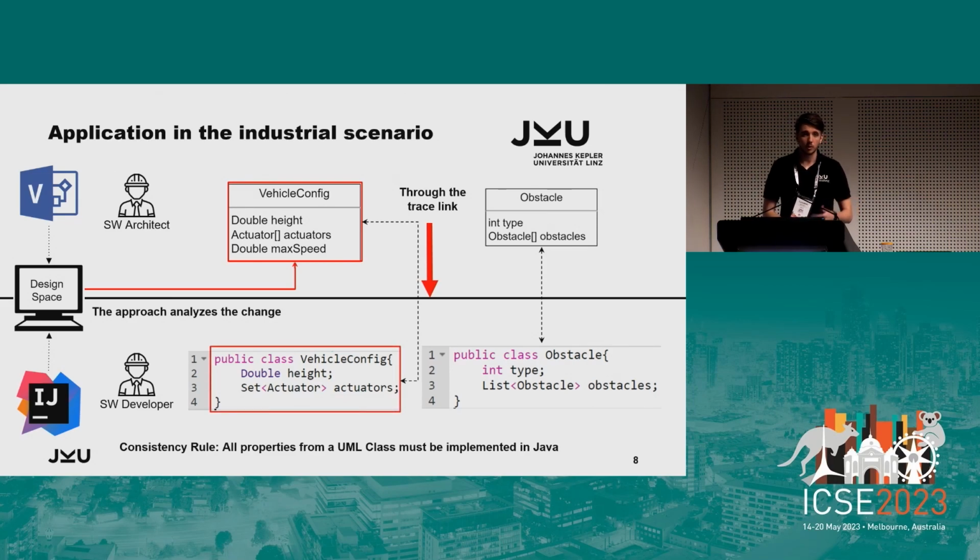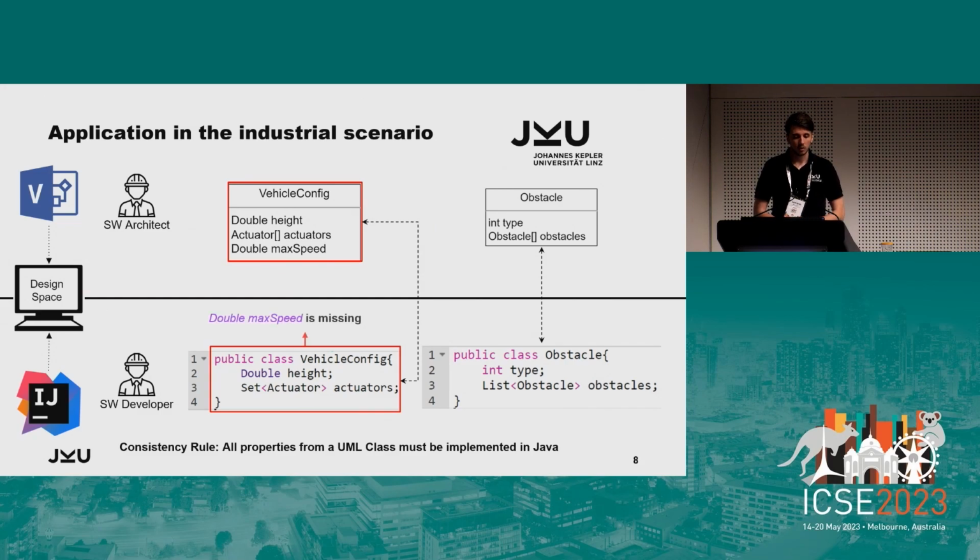And in this case, a comparison would be done between the fields of the UML class and the fields of the Java implementation, and we'll find out that one field is missing, and this inconsistency will be retrieved to the engineers in their own tools, so they don't have to use a separate tool for that. For example, in IntelliJ, the engineer can receive a warning or even an error message. It's customizable to their desires.